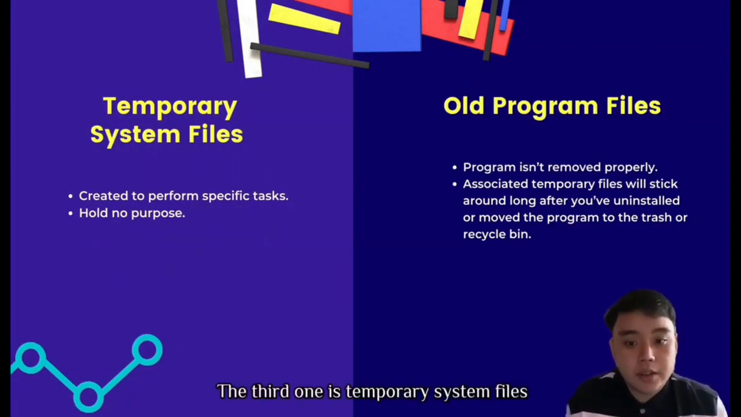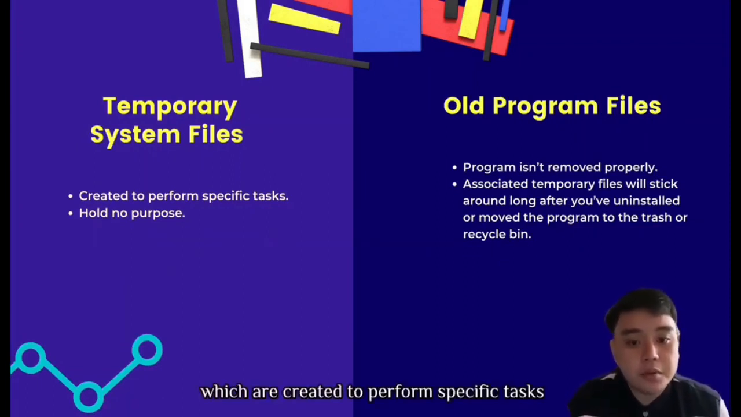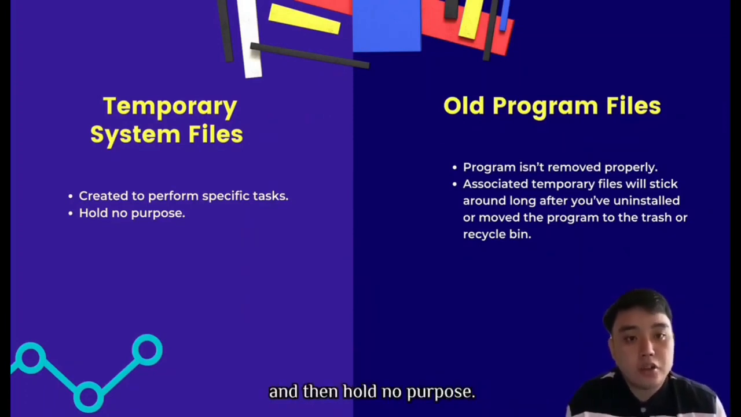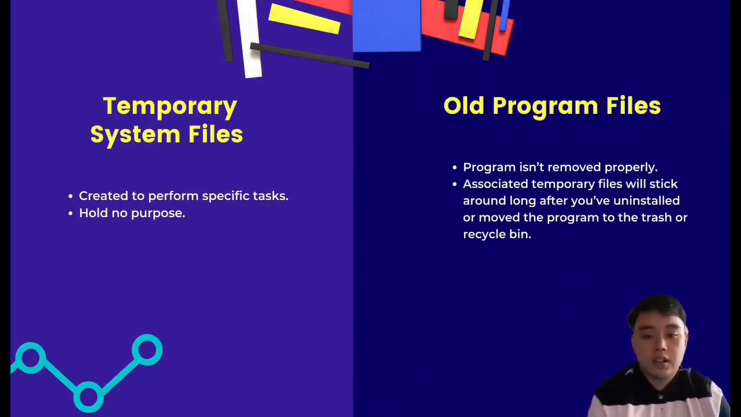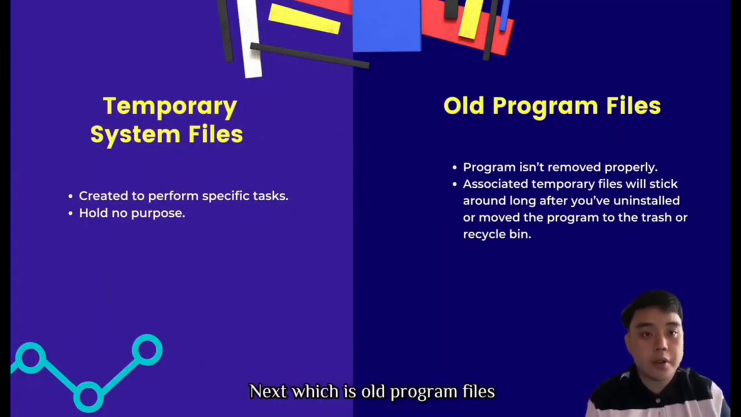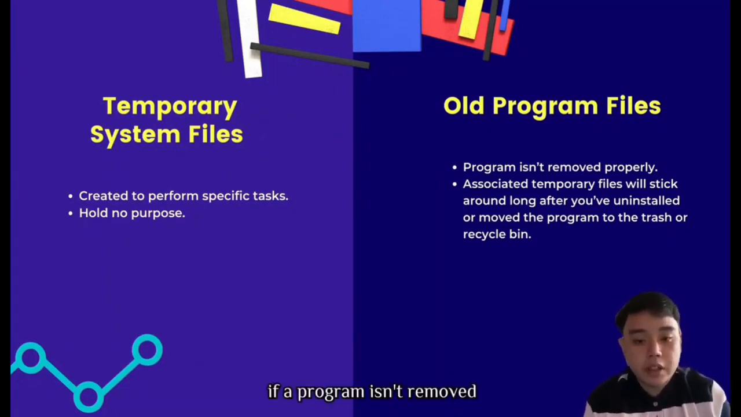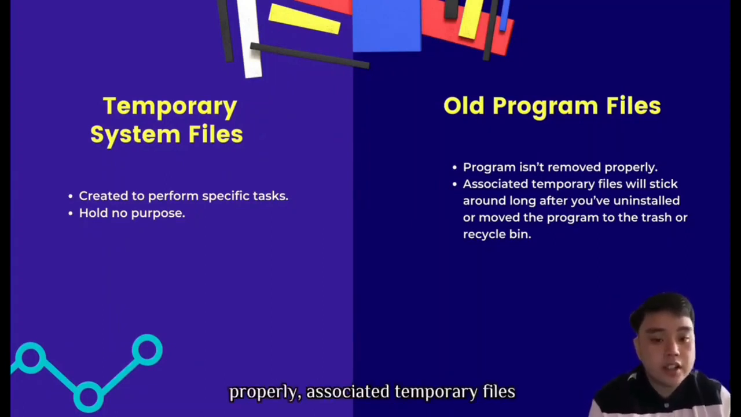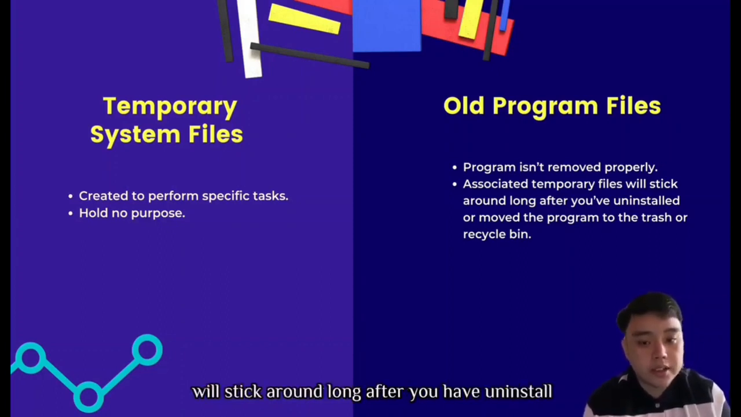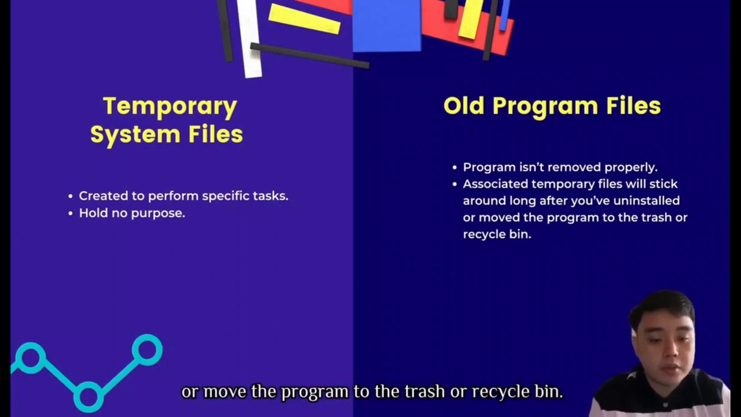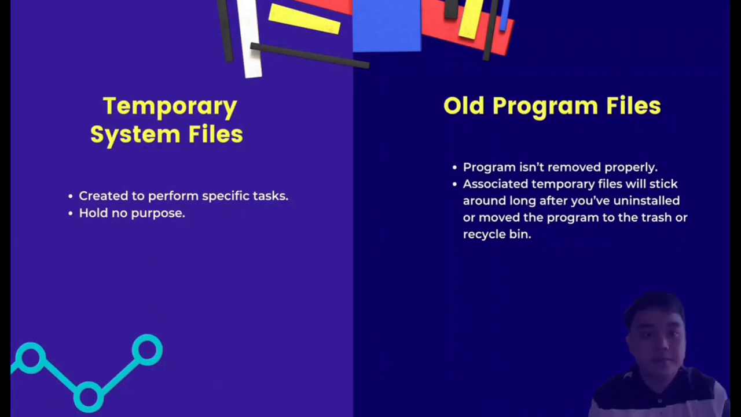The third one is temporary system files, which are created to perform specific tasks and then hold no purpose. Next, old program files. If a program isn't removed properly, associated temporary files will stick around long after you have uninstalled or moved the program to the trash or recycle bin.